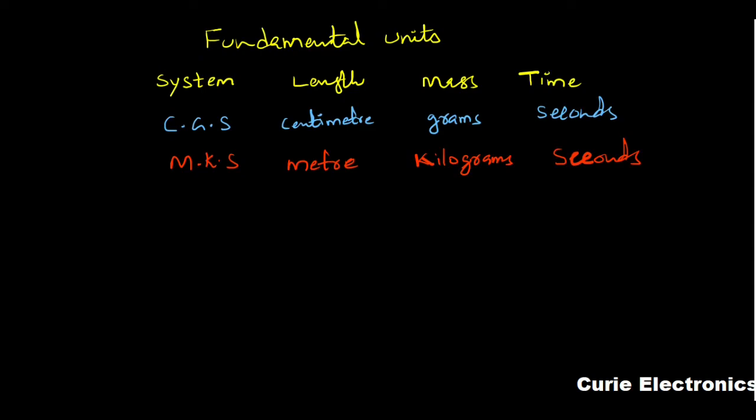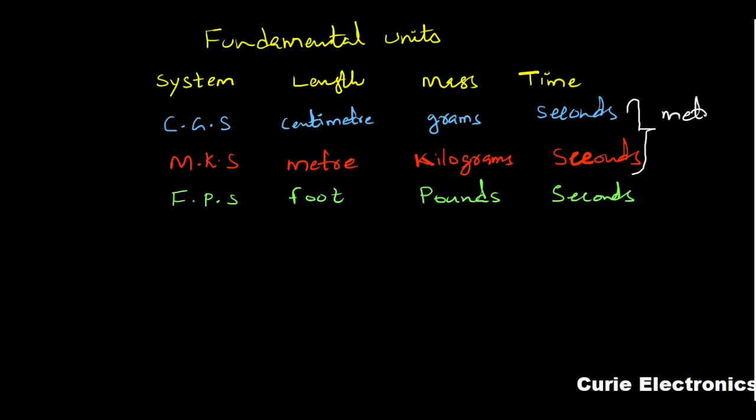Now we'll go to the third system, the FPS system. Length is measured in foot. Even today we use it in India also. Length in foot, weight in pounds, and time in seconds. The first two, CGS and MKS systems, together are known as the metric system. And this is the British system.